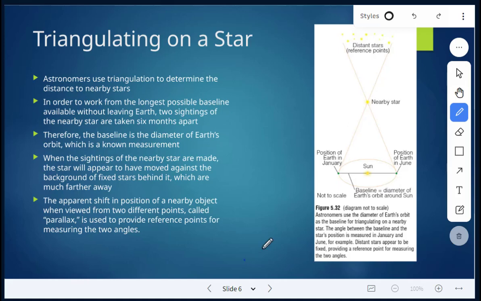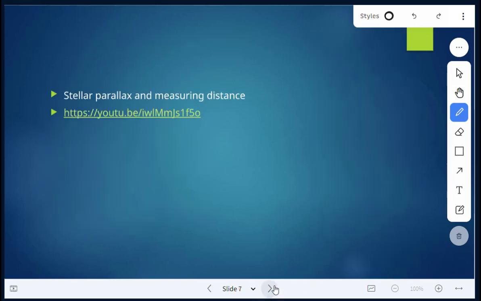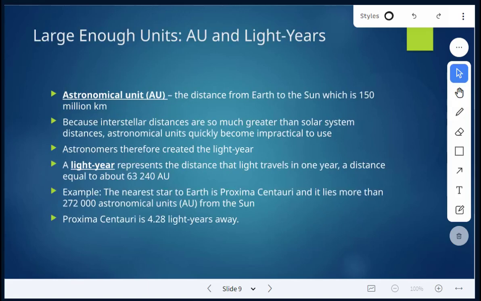All right, so that's what this diagram is showing. Astronomers will use the diameter of Earth's orbit as the baseline for triangulating on a nearby star. The angle between the baseline and the star's position is measured in January and June, for example. And the distant stars appear to be fixed, providing a reference point for measuring the 2 angles. Okay, I'll pause here and we'll watch this video.